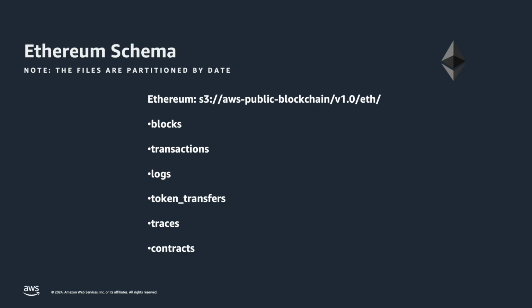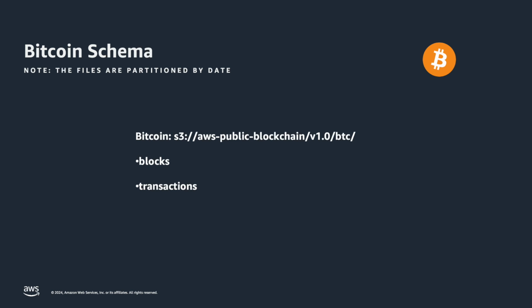The following folder structure is currently provided for Ethereum data in the public S3 bucket. This dataset contains information about blocks, transactions, logs, token transfers, traces, and contracts. This folder structure is also provided for Bitcoin data. It contains extensive information about every single block and every individual transaction.